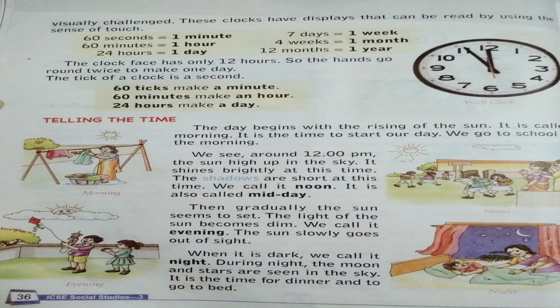The clock face has only 12 hours. So, the hands go round twice to make 1 day. The tick of a clock is a second. 60 ticks make a minute. 60 minutes make an hour. 24 hours make a day.